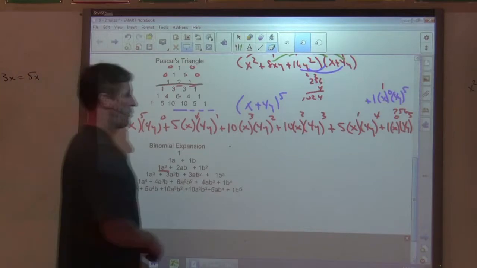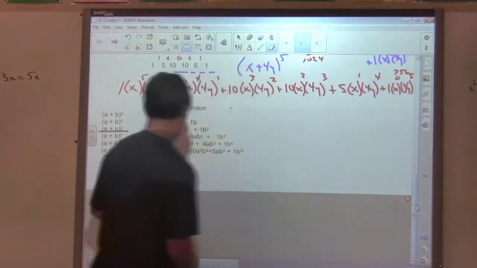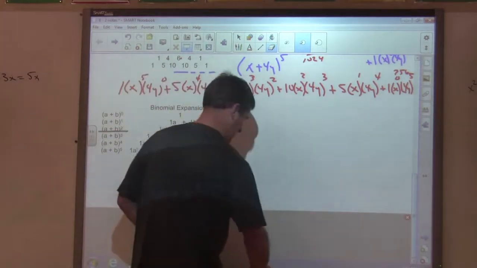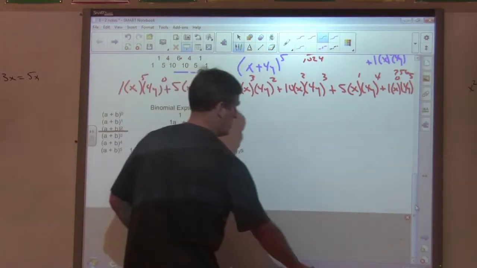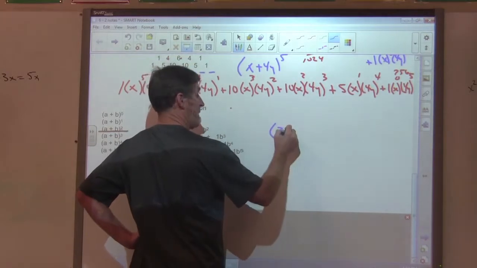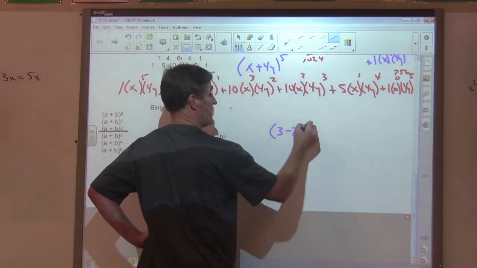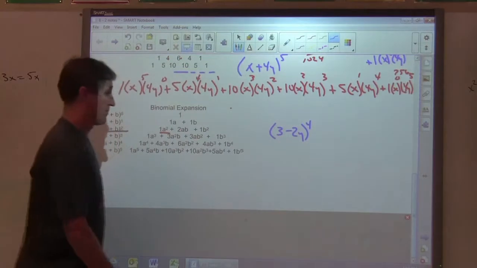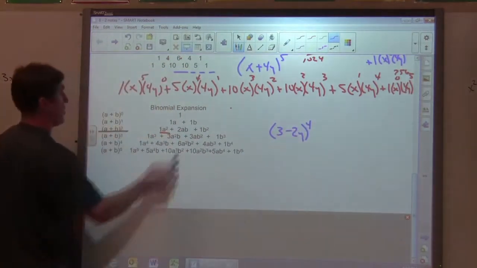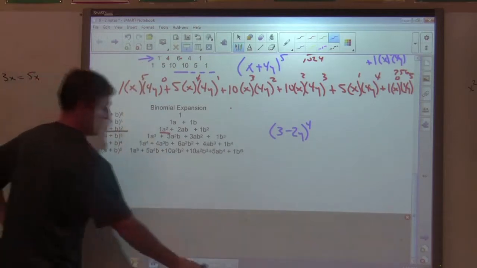So let's try another one. And something that causes problems for people is when we add a negative term. So let's do, and just a number, let's go 3 minus 2y to the fourth. So again, the fourth power tells us we're going to start with this row.